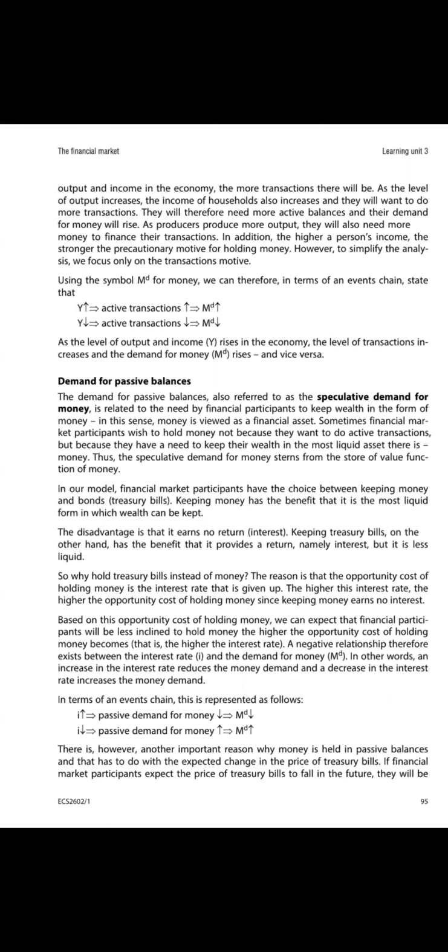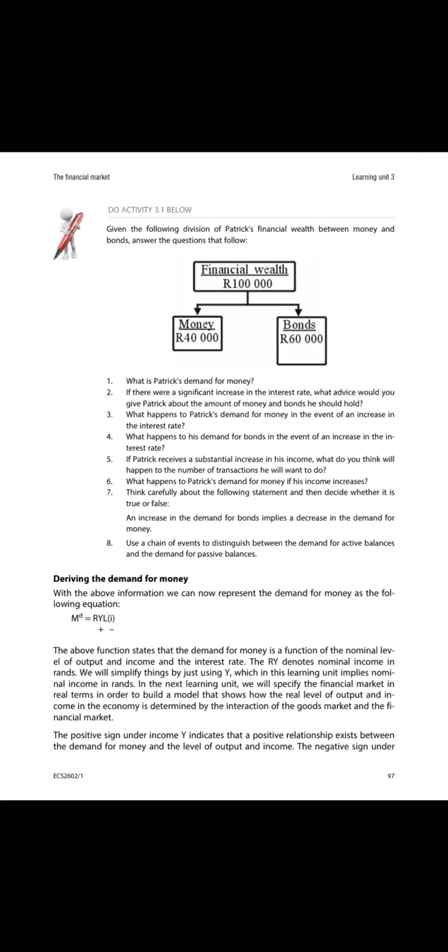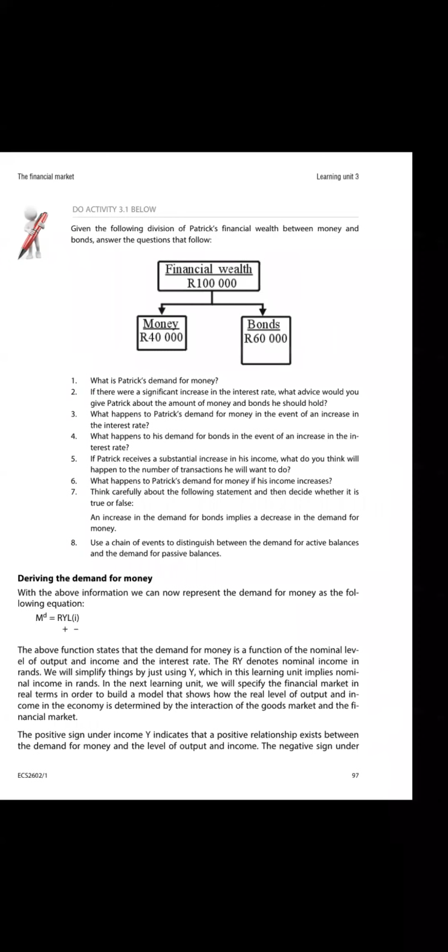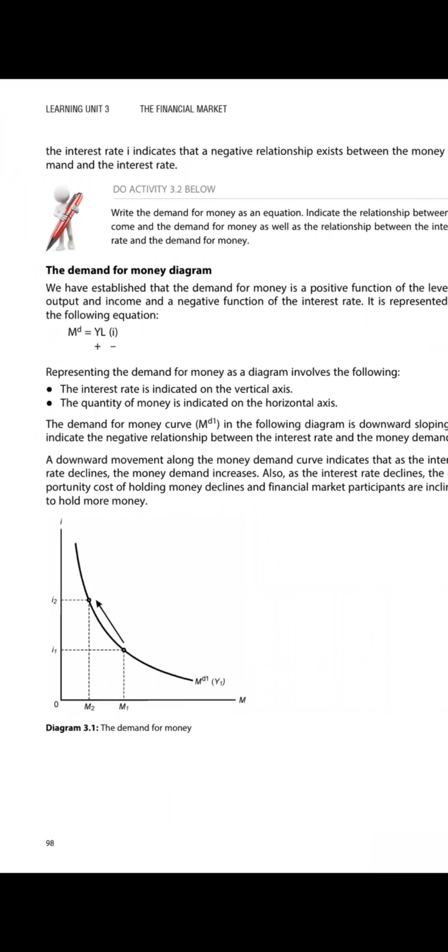If you check at first level, there is a graphical presentation of that, which shows a negative relationship. This is the demand for money diagram. When the interest rate is high, on I2, your demand for money is on M2, which is quite low. Once the interest rate goes down, it shifts to M1, and it can also be looked at in the opposite direction.